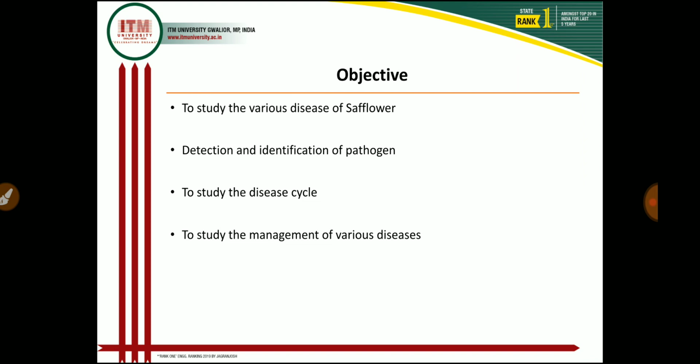Then to study the disease cycle, in which I explain the primary source of inoculum, the secondary sources of inoculum, and how the pathogen completes its disease cycle in the host. And to study the management of various diseases, in which I explain how we control the diseases in the field condition. By controlling the diseases we increase the production of the safflower crop, and the farmer will get more income from the safflower crop.